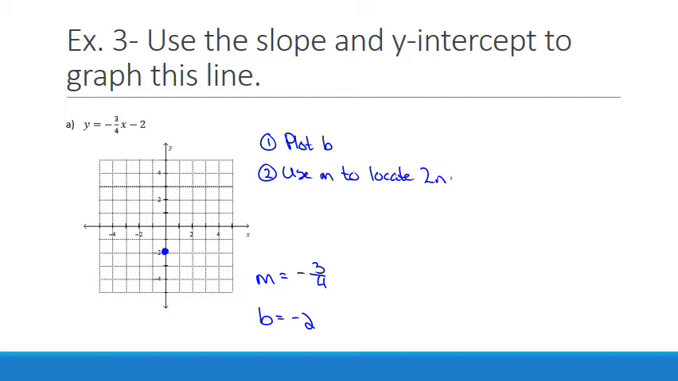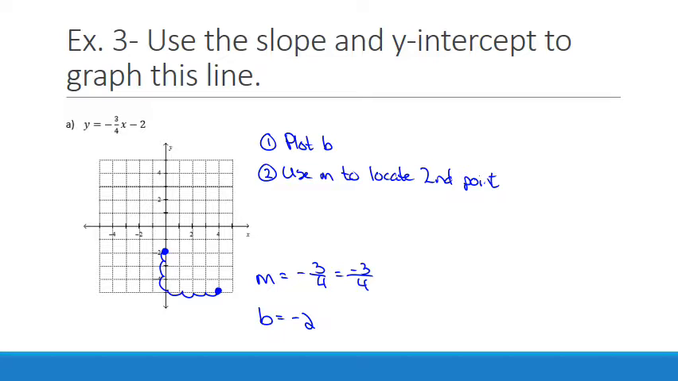Now, why do I need a second point? Because you need at least 2 points to draw a line. So once we find a second point, then we can draw a line. So my slope is -3/4. We need to associate that negative with one of the numbers. I suggest always using the y value, the up top. So that's going to tell me to go down 3, 1, 2, 3, and then over 4. 1, 2, 3, 4.